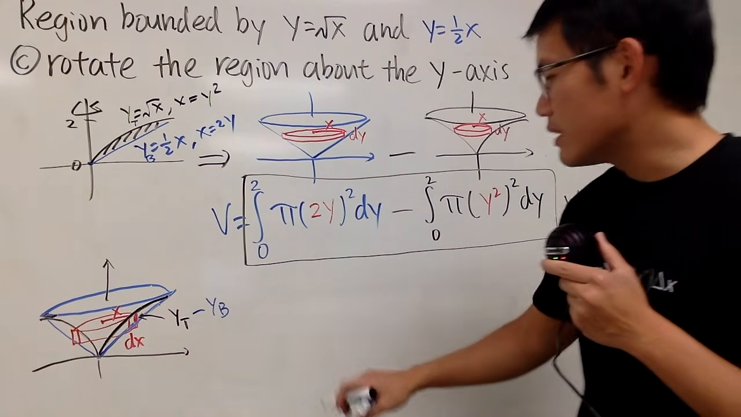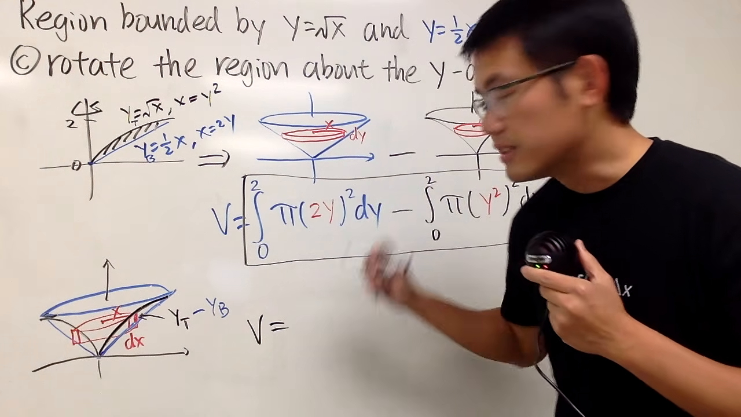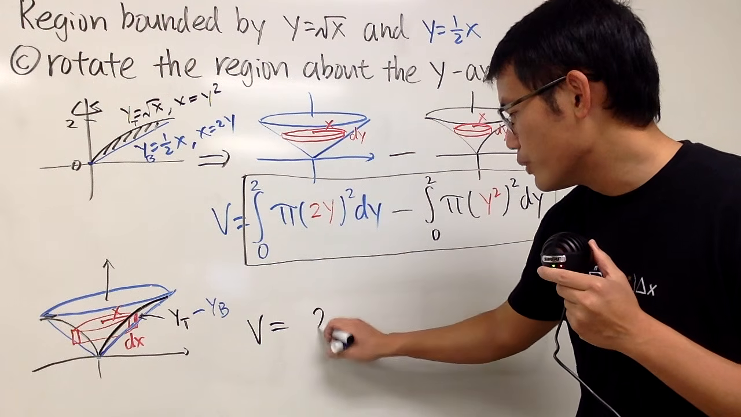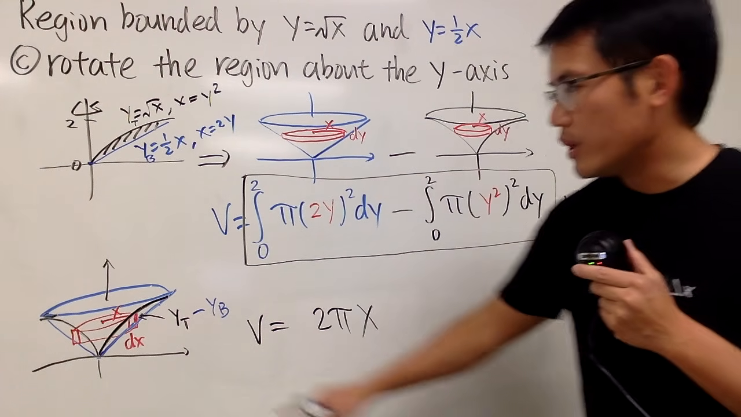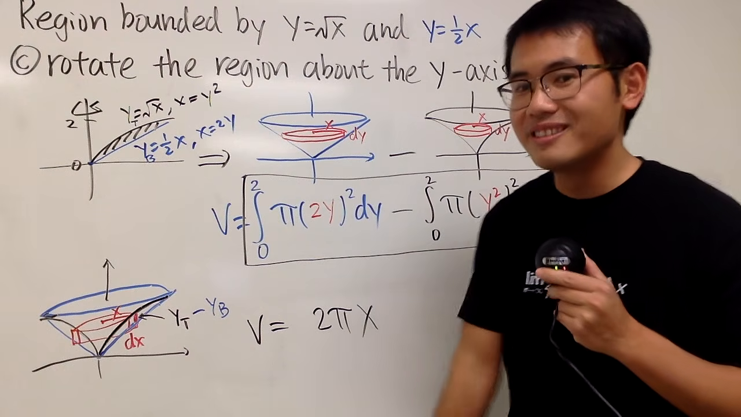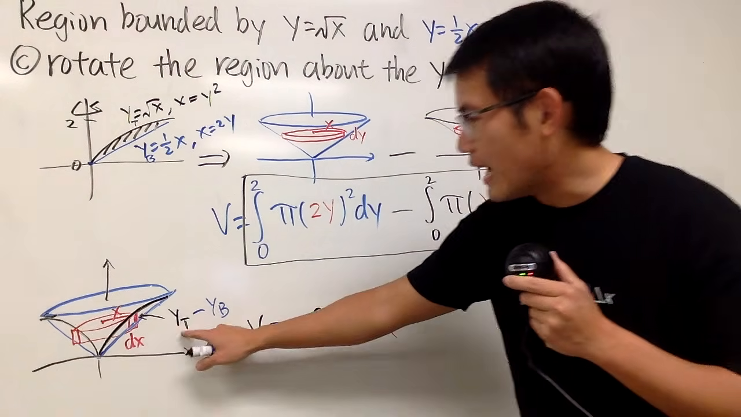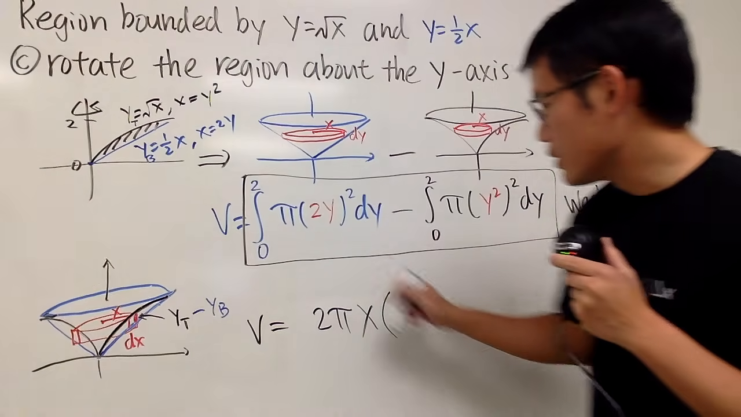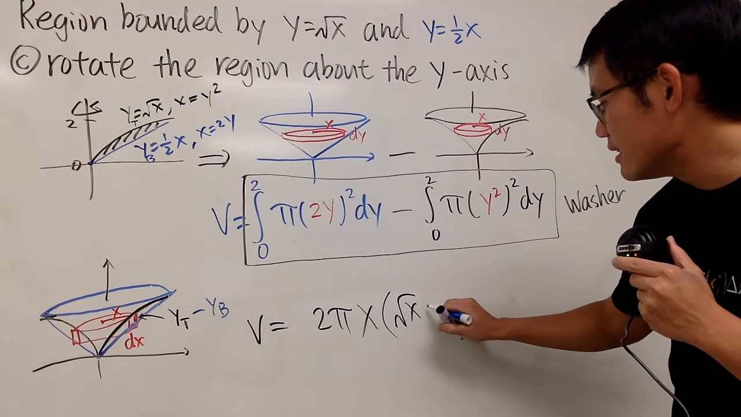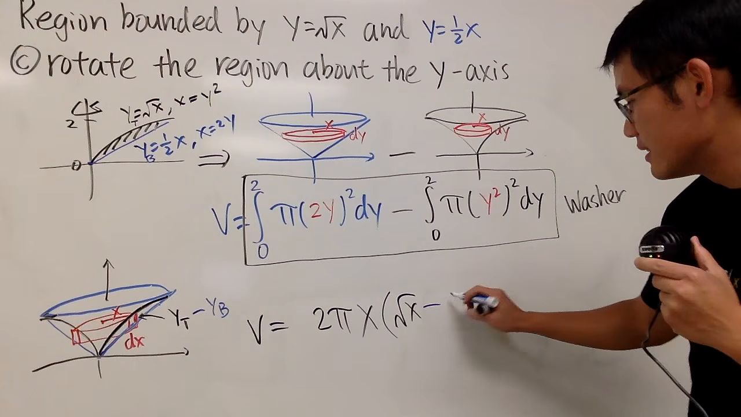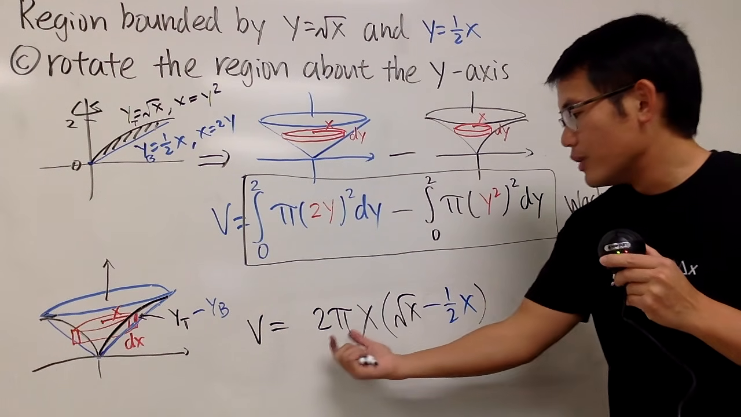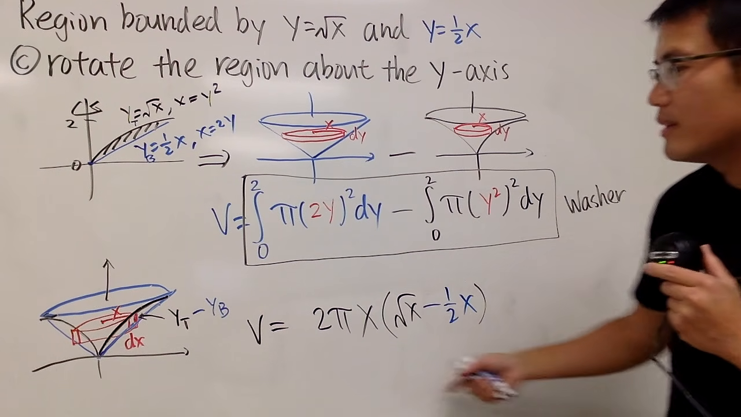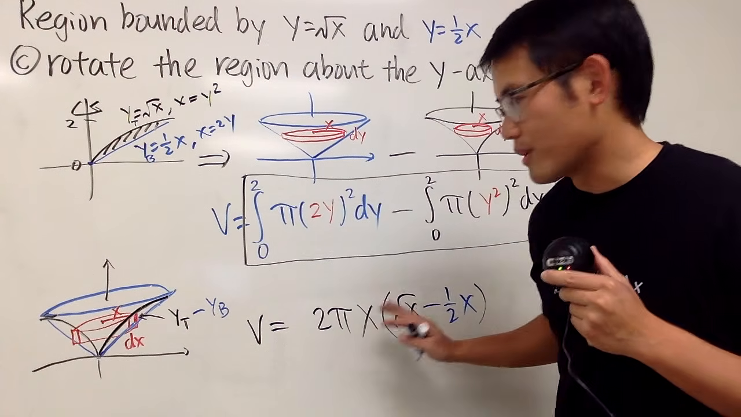So with all that being done, here is the setup. The volume is equal to 2 pi times the radius, which is just x. And we are in the x world, so this x is good. Times the height, which is square root of x minus 1/2 x. This is the height, right? And that's it. 2 pi r times the height, and then you don't square anything, okay? Just keep that in mind.